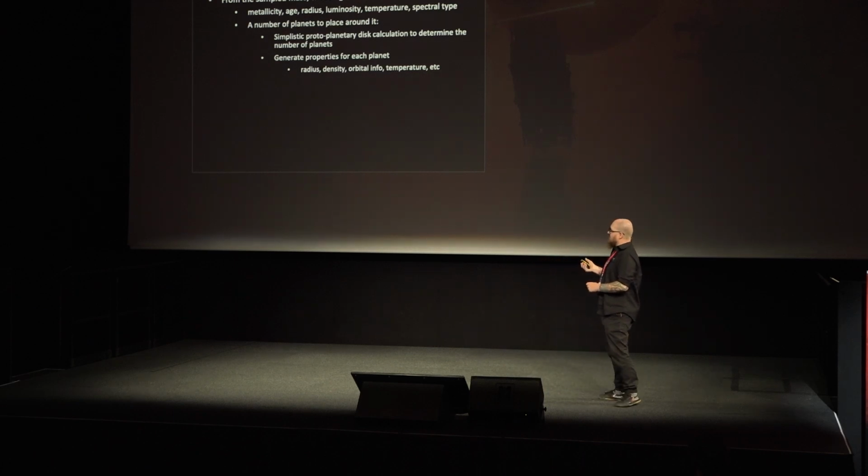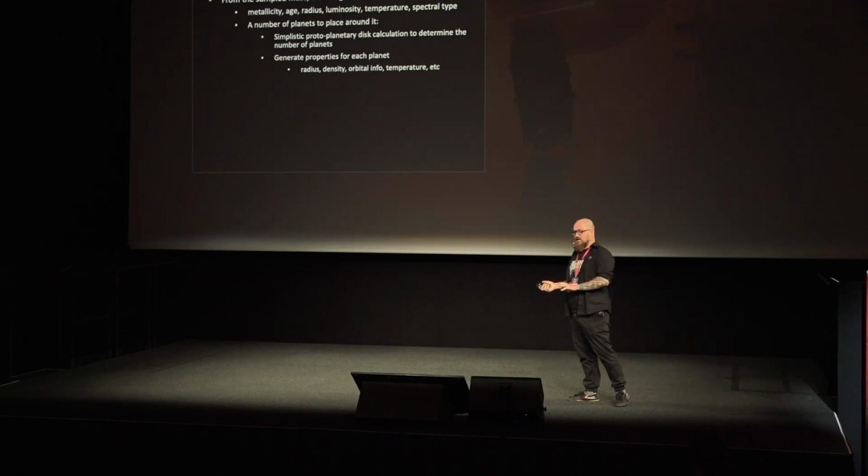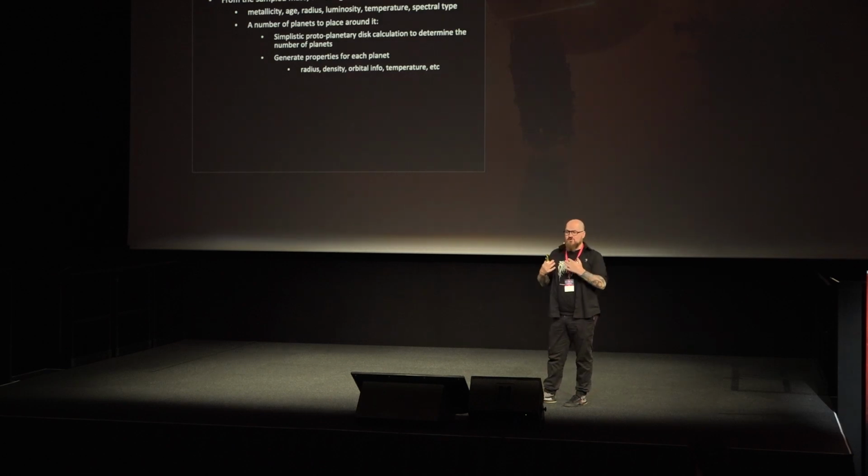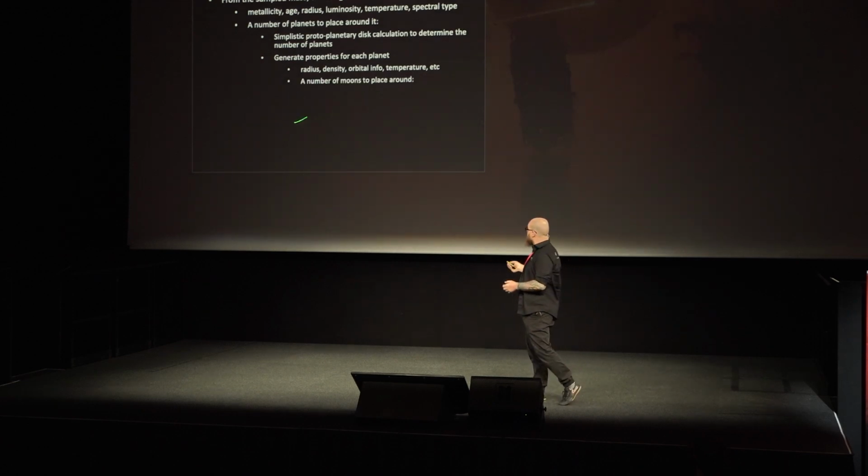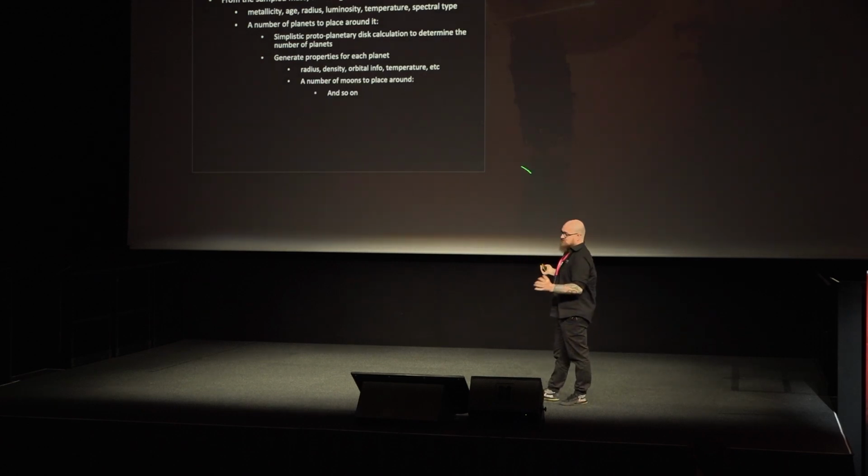Then we generate properties for each planet, just like we did for the stars. They have a radius, density, orbital info, inclination of orbit, temperature, anything you can imagine, or not really anything you can imagine, but more like anything we could use to inform the game about how you play it. Then we generate a number of moons to place around each planet, and so on. Whatever we need to place in there.